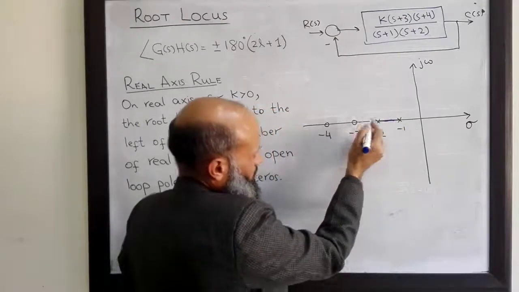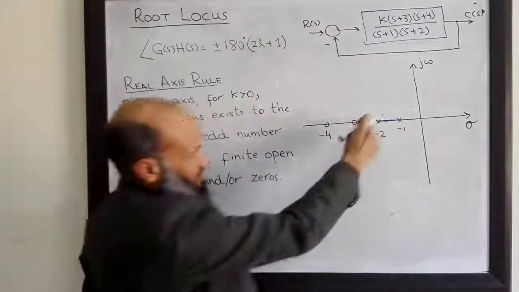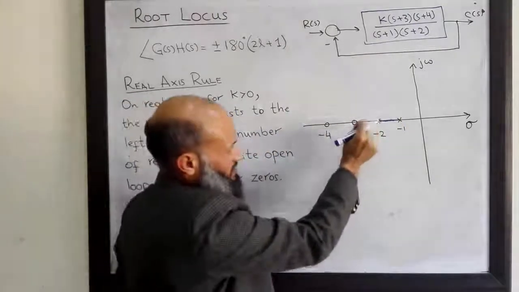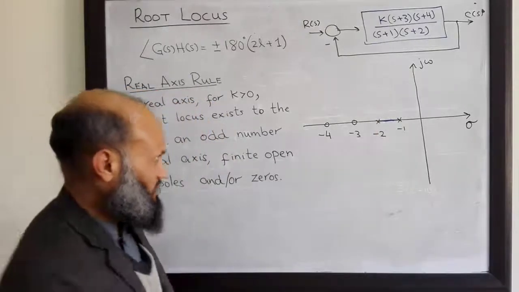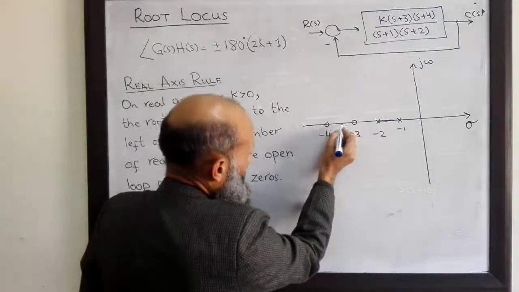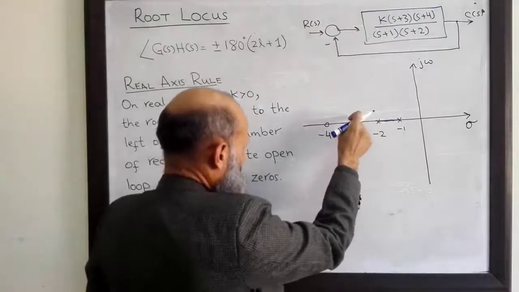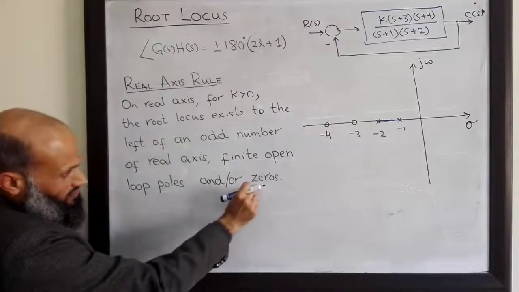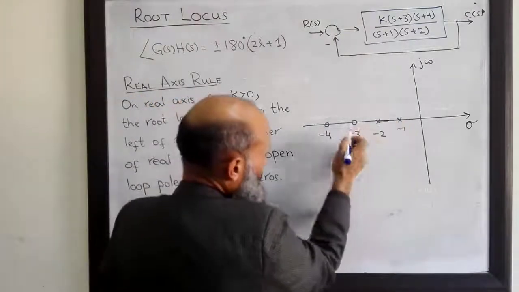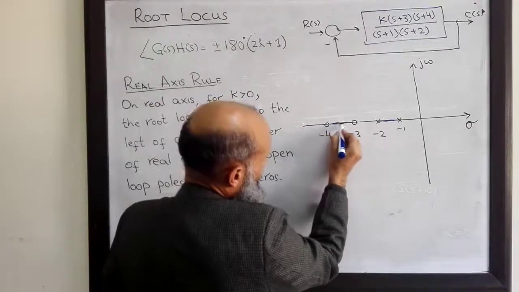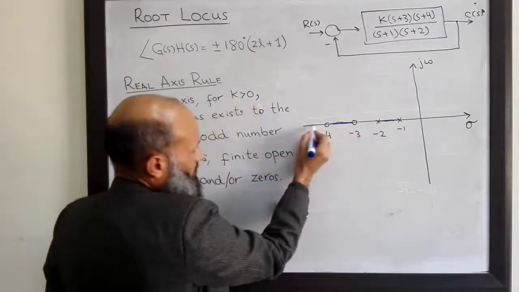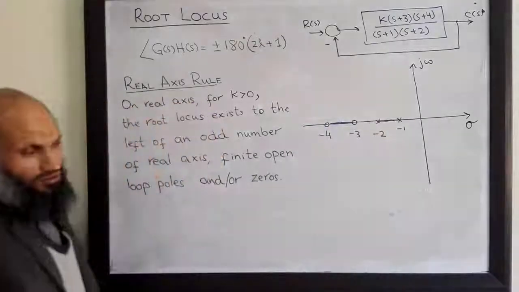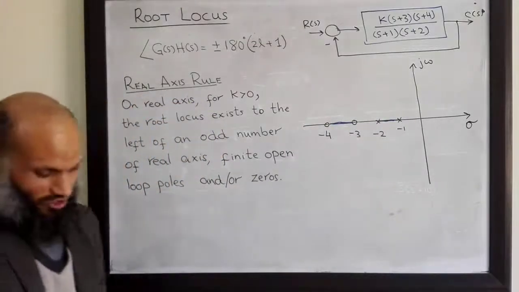What about this part? To the right of all these points there are 2 poles. So 2 is an even number. So this is therefore not part of the root locus. What about these points? For these points there are 3 poles and zeros. We also count zeros. So 1, 2 and 3. So 3 is odd. So this is part of the root locus. What about all these points to the right of them? There are 4 poles and zeros. So these points are not part of the root locus.